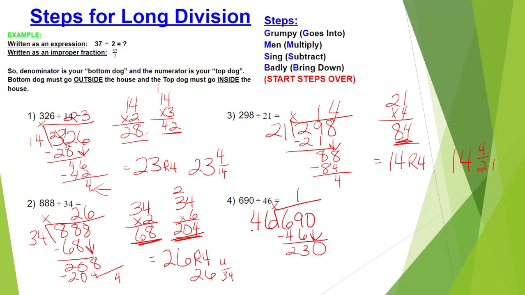Goes into. How many times can 46 go into 230? Well, let's try 5 times. I know that 6 times 5 would be 30. 4 times 5, that's 20 plus my 3. So it goes 5 times. Multiply. 5 times 46 was 230. Subtract. Bring down. Nothing to bring down, so our answer is 15 with no remainder.